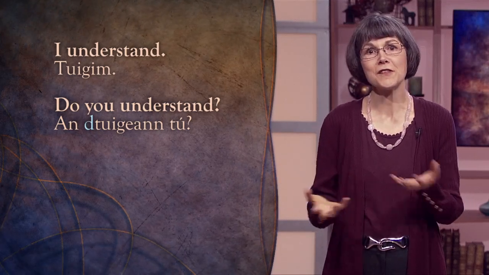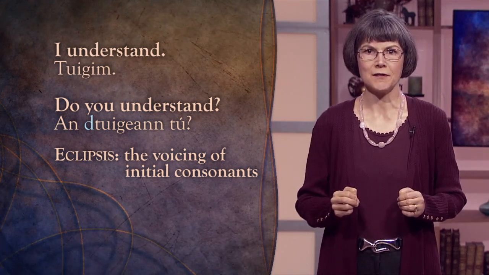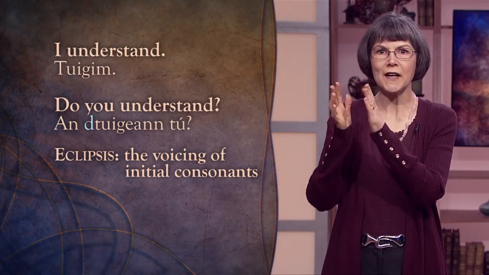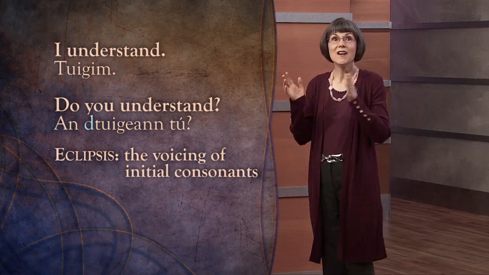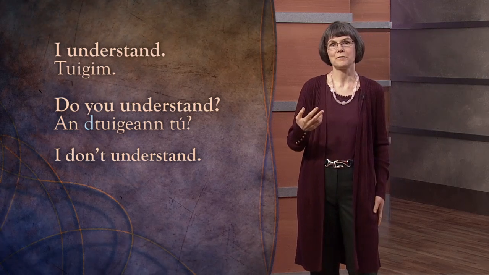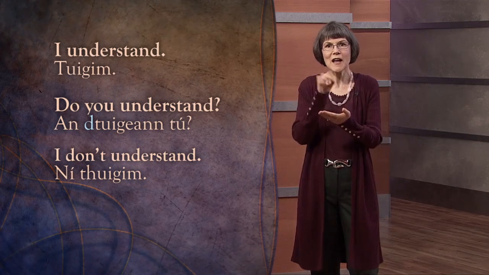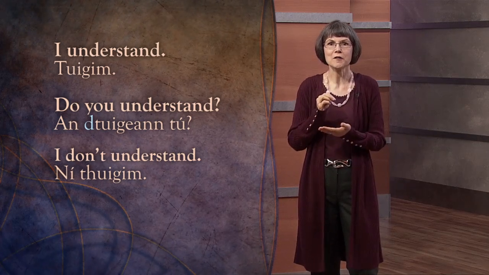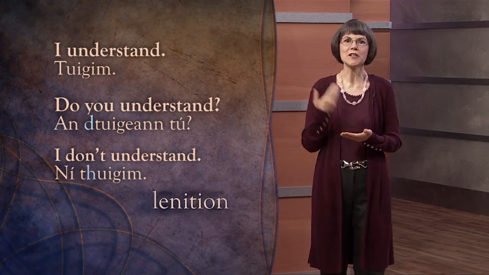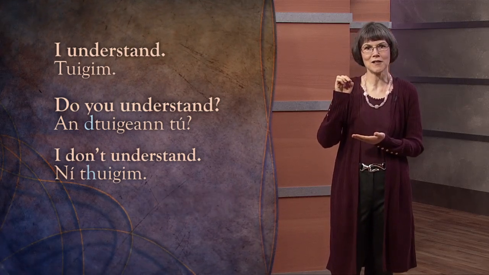In linguistic terms, this is called the voicing of initial consonants, otherwise known as eclipsis. There are many other situations in Irish in which an initial T would get changed to a D. If that were not bad enough, let's answer the question, do you understand, in the negative. In Irish, that would be ní thuigim. Now, the negative particle ní has the effect of turning the initial T in the verb into an H sound. This is called lenition, but here we represent the change on paper by inserting the H after the T.